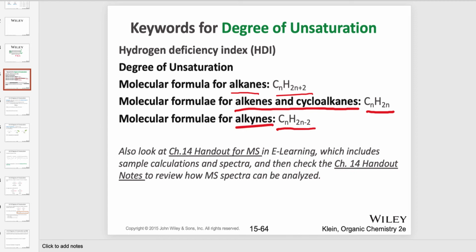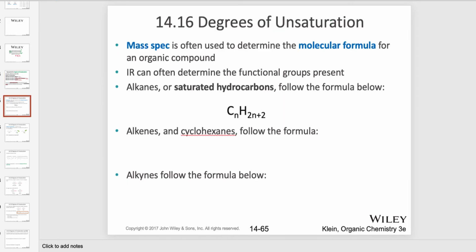CnH2n minus 2. Also, please take a look at the handouts I developed, or the pages I developed for chapter 14 for both IR and MS. But here, look at the notes. Look first, try to understand which are the key skills that you need to have to interpret these spectra. On this slide here, again, this is just to outline that we need to work with molecular formula. You need to have a good understanding of any kind of representation for organic molecules, whether it's skeletal, condensed, semi-condensed.